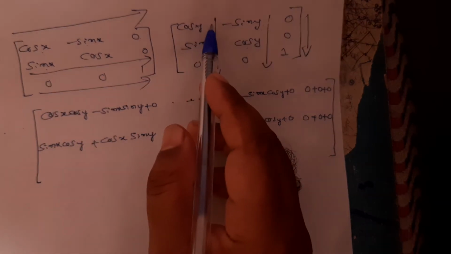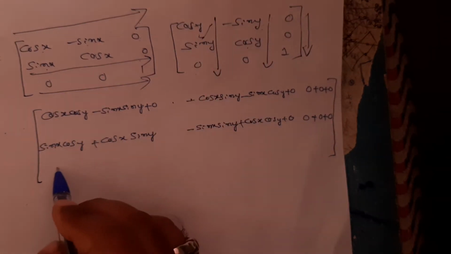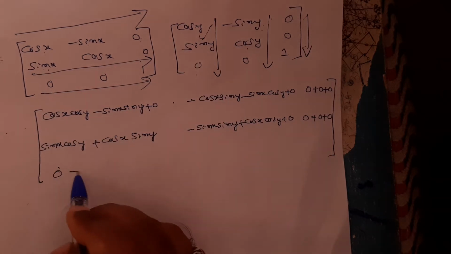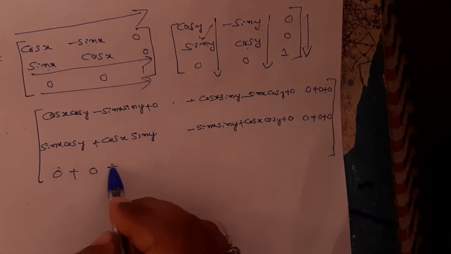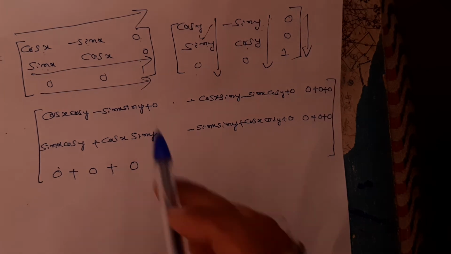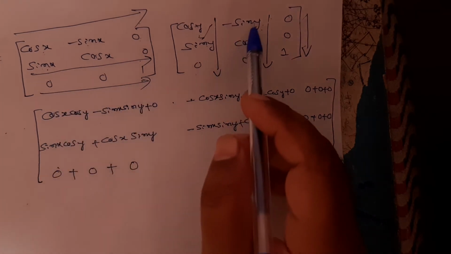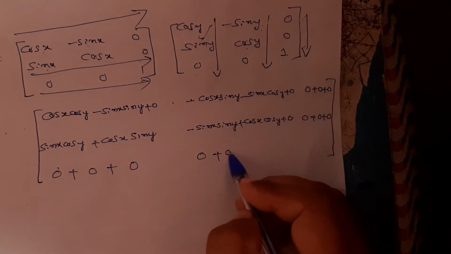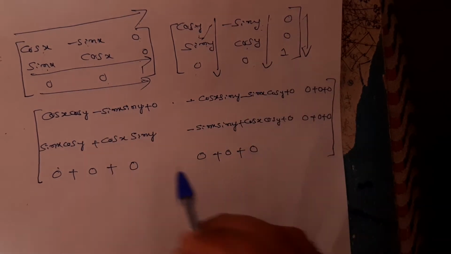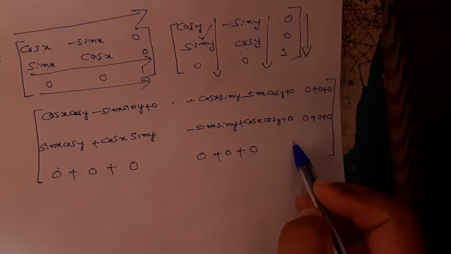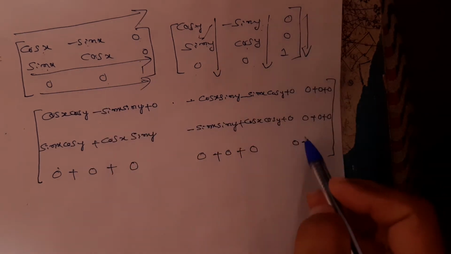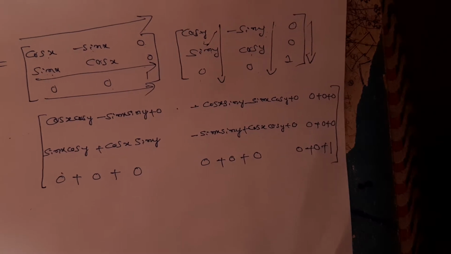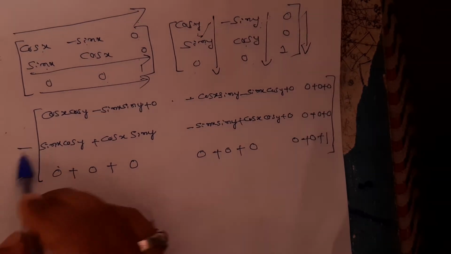Then the last row is present here. 0 into cos y is 0, plus 0 into sin y is 0, plus 0 into 0 will be 0. Then third row, second column: 0 into minus sin y is 0, 0 into cos y is 0, plus 0 into 0 is 0. Then 0 into 0, 0, plus 0 into 0, 0, plus 1 into 1, that will be 1. In this way we have to write the elements.